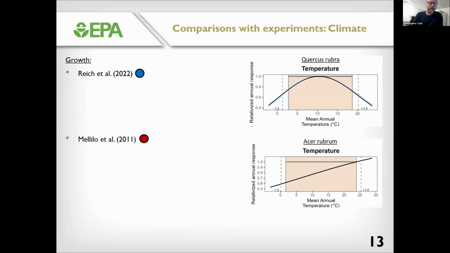So we also did some cursory comparisons with experiments. Two of them I'll show you here for Quercus rubra and Acer rubrum, compared with Reich et al. and Melillo et al. With the Minnesota experiment, in order to compare these curves to experiments, you need to understand both where the experiment was in terms of the conditions and what the perturbation was. So here that's represented by the blue circle, where it was at 3.3 degrees centigrade and perturbed by 1.6. And since I'm running out of time, I will speed to the end.